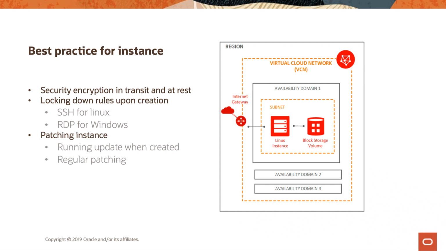Some of the best practices for your instance when you first create and launch it is making sure that it is encrypted. So security: encryption in transit and at rest, and locking down rules upon creation. By default, Oracle locks down the firewall rules inside of the OS, so if you need something open, you would have to go in and actually open that up. You would be able to use SSH for Linux or RDP, but you still want to lock those down when you create your instance to maybe your known CIDR range from on-prem or inside the VCN, and lock that down a little bit more.